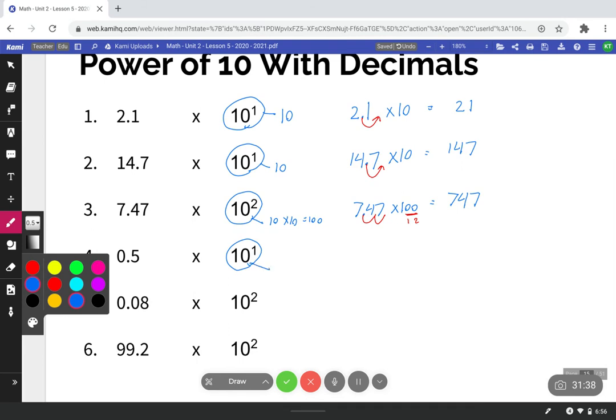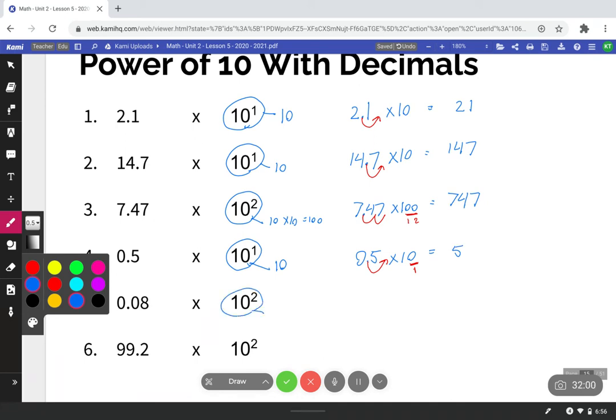10 to the power of 1 is 10. So 5/10 times 10. 10 has 1 zero, so I'm going to move the decimal over 1 place value in a positive direction. So that is going to end up as 5.